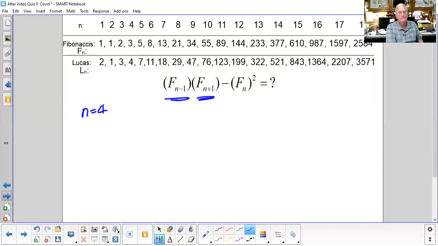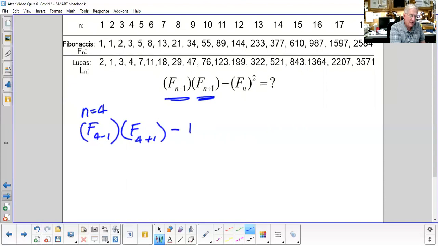So let's see. I'll do it out very simply first, and I'll take some shortcuts later. If I write the n as 4 here, this is going to say f sub 4 minus 1, that multiplied by f sub 4 plus 1 minus f sub n, well, n is 4. We're going to square that. What are we going to get? Well, this is really f sub what? 3, right? This is really f sub 5, isn't it? 4 plus 1 is 5 in the subscript. And this is f sub 4 I'm going to square.